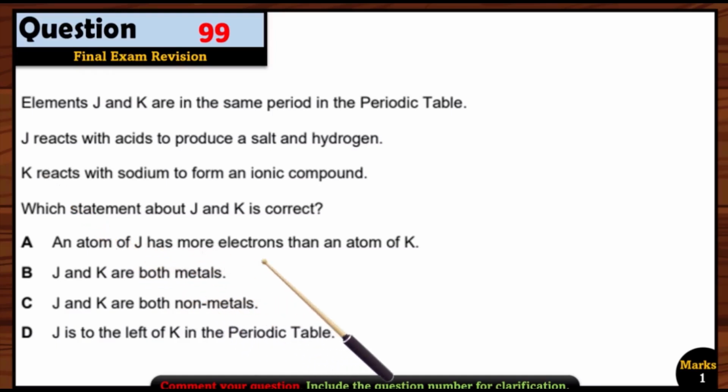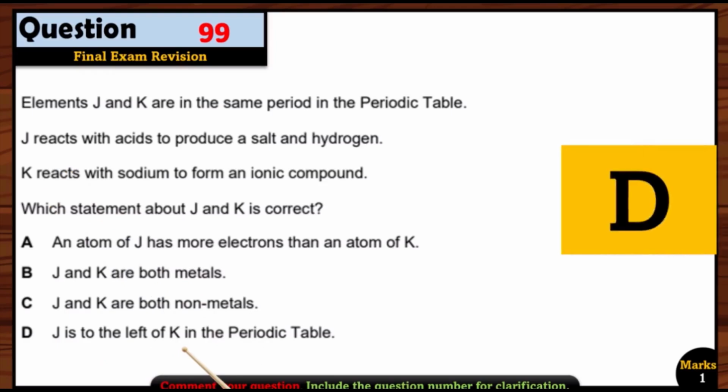An atom of J has more electrons than an atom of K. Is that right? No, because they are in the same period and J is a metal, so it is on the left side, so of course it will have fewer electrons. J and K are both metals. Wrong. J and K are both non-metals. Again wrong. J is to the left of the K. Yes, that's right, because metals are on the left side and non-metals are on the right side. So J is on the left of the K in the periodic table. So option D is the correct option here.